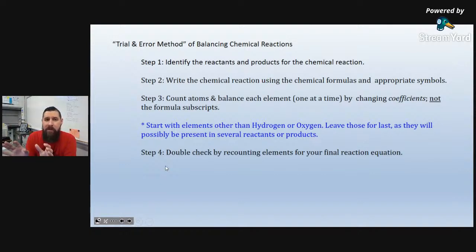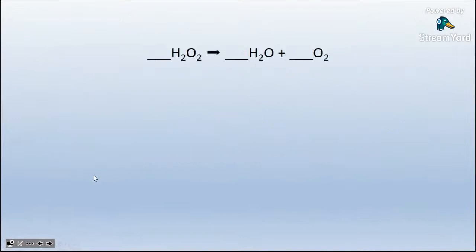Once you think you've got it balanced, step 4, probably the most important step, double check. Because again, if you've balanced one element, and then you go and balance another element that's in that same compound, you may throw off your number of that first atom that you balanced, and now it's no longer balanced. So we always want to double check by recounting the elements in our final reaction equation. So let's go on and take a look at some examples.